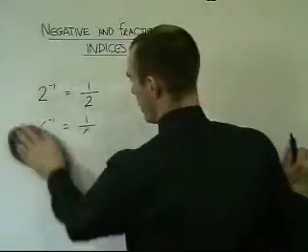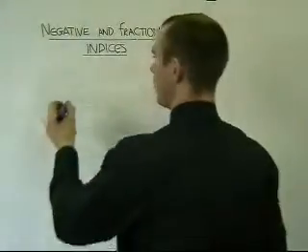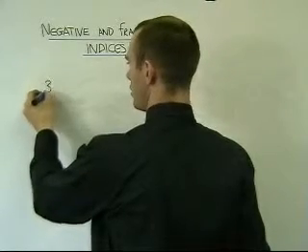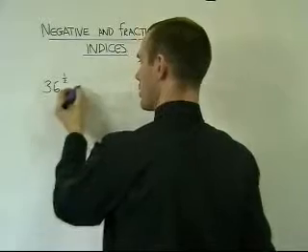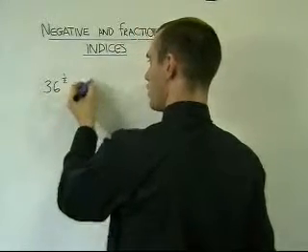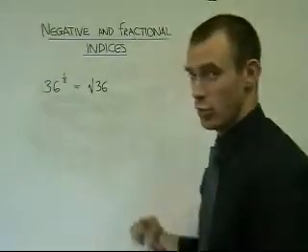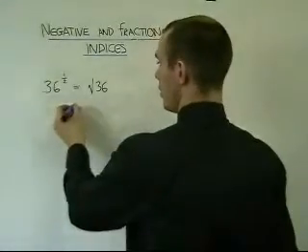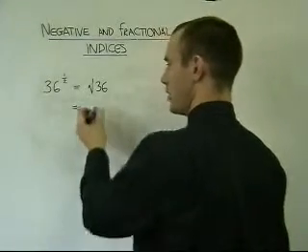The other rule we look at is fractional indices. For example, 36 to the power of a half is the same as saying the square root of 36. The square root of 36 is the opposite of squaring. So we would square 6 to get 36, so the square root of 36 would be 6.